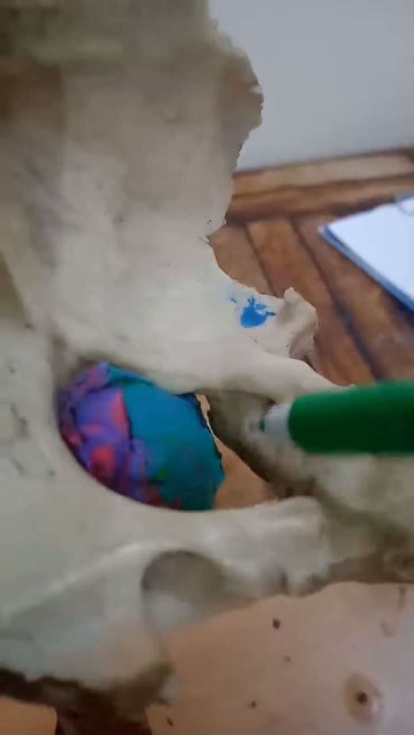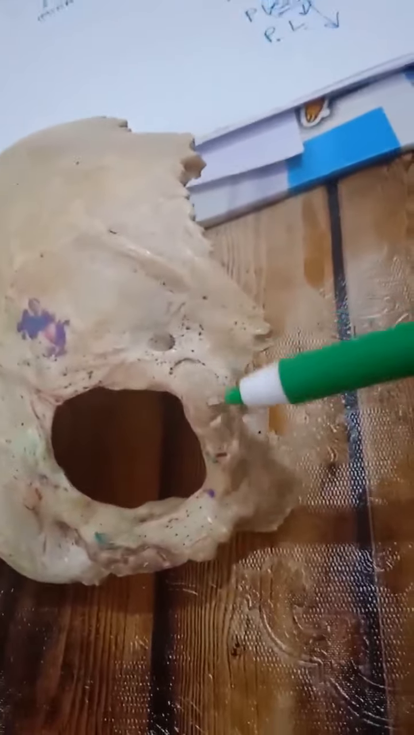And this tubercle gives attachment to the alar ligament, which divides this foramen magnum into a small anterior compartment and a large posterior compartment. Okay, and on the inferior surface, what we are seeing, this is the condyle.